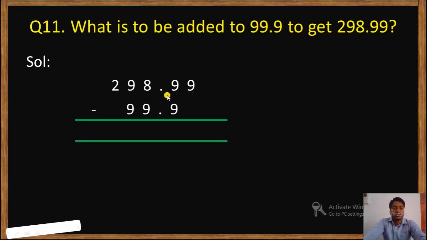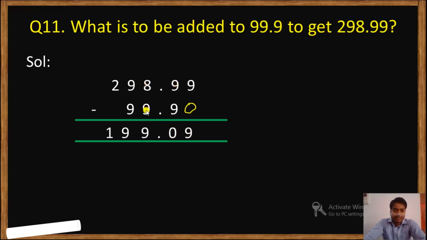Now here you can see in the first decimal number we have 2 digits in the decimal part, but in this decimal number we have only 1 decimal digit. So what we have to do, we have to give a 0 to make it like the other decimal. Understood? Now subtract: 9 minus 0, 9, then 9 minus 9, 0.